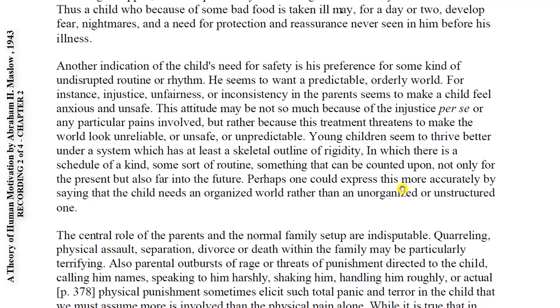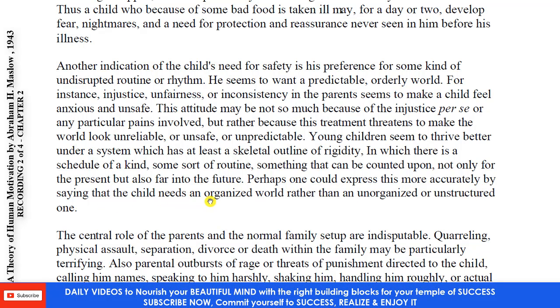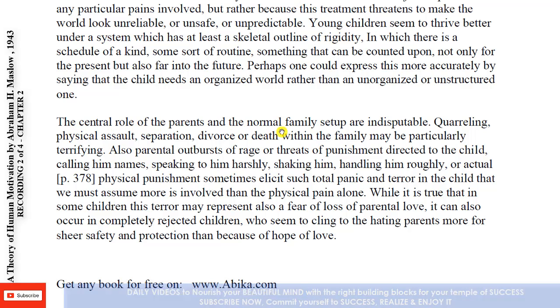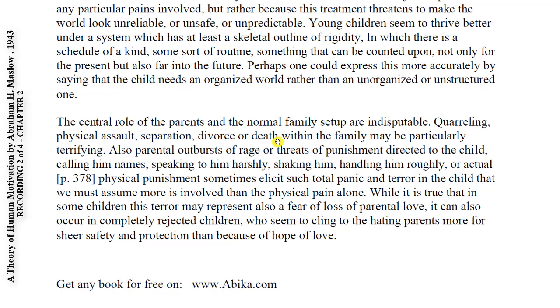Perhaps one could express this more accurately by saying that the child needs an organized world rather than an unorganized or unstructured one. The central role of the parents and the normal family setup are indisputable. Quarreling, physical assault, separation, divorce, or death within the family may be particularly terrifying. Also, parental outbursts of rage or threats of punishment directed to the child, calling him names, speaking to him harshly, shaking him, handling him roughly, or actual physical punishment sometimes elicit such total panic and terror in the child that we must assume more is involved than the physical pain alone.